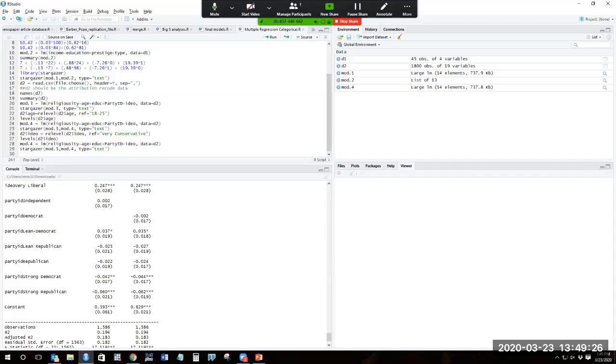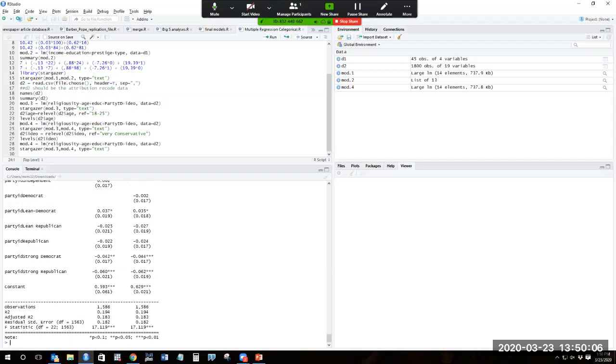Strong Democrats are significantly more religious than independents because it's negative, it's significant. Negative means more religious on this scale. Higher values is less religious. And strong Republicans are more religious. So actually what you can see by looking at this model is that there's no difference between Democrats and Republicans in terms of religiosity. They're statistically the same as independents. And strong Democrats are actually more religious, as are strong Republicans more religious than independents.